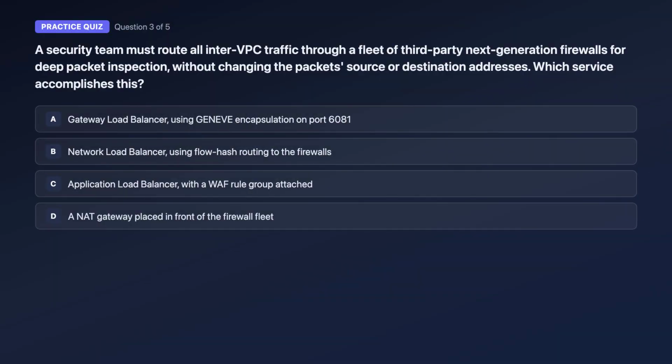Question 3. A security team must route all inter-VPC traffic through a fleet of third-party next-generation firewalls for deep packet inspection, without changing the packet source or destination addresses. Which service accomplishes this? Option A, the gateway load balancer using GENEVE Encapsulation on port 6081. Option B, the network load balancer using flow hash routing. Option C, the application load balancer with a WAF rule group. Or option D, a NAT gateway in front of the firewalls. Got your pick? Let's see.